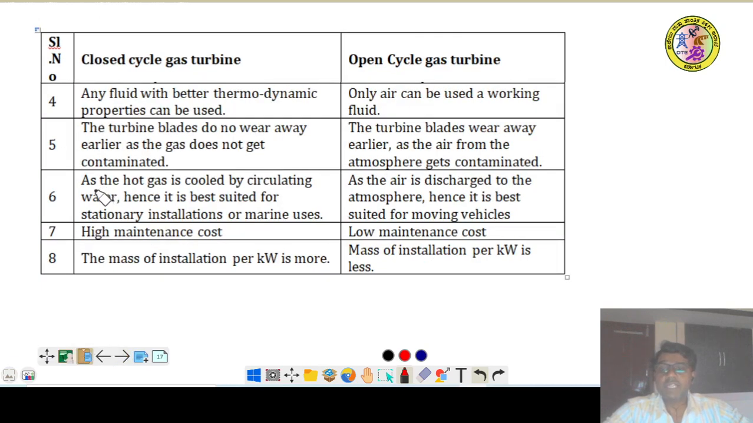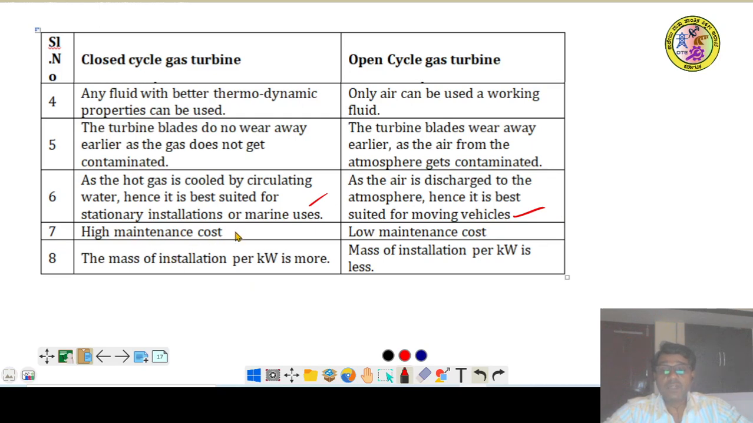If you come to the closed gas turbine, as the hot gas is cooled by the circulating water, hence it is best suited for stationary installations or marine use. So, here the hot gas is cooled by using a pre heat exchanger, so that it is best suited for stationary installations. In the open cycle, it is best suited for moving vehicles. As fresh air is available to us, cooling need not be done, so that air is discharged to the atmosphere, hence it is best suited for moving vehicles.